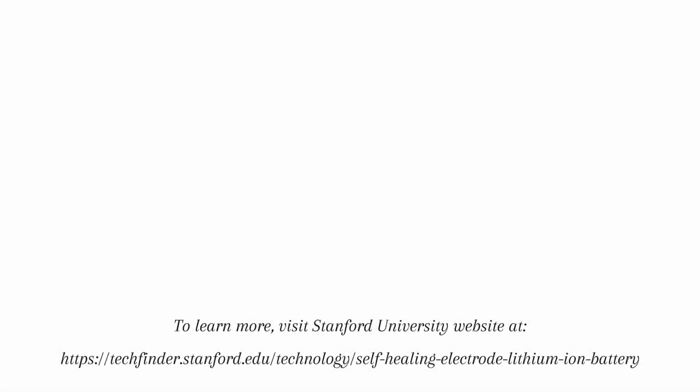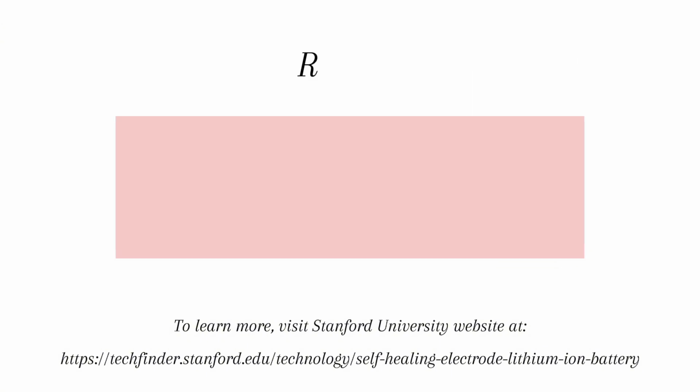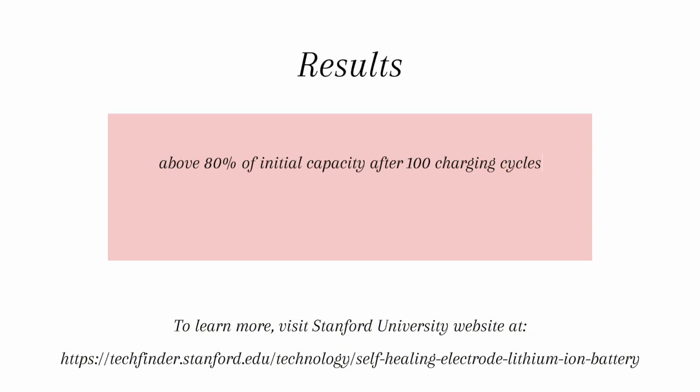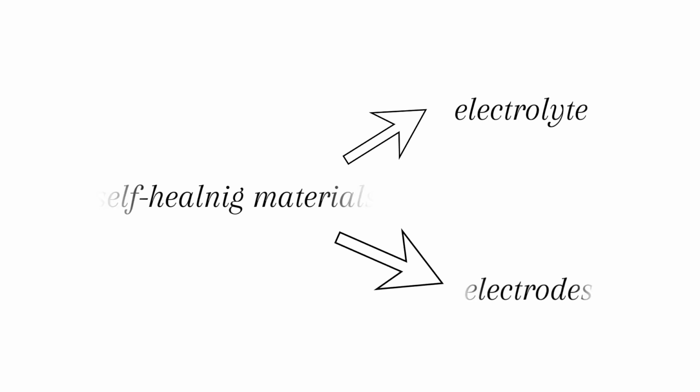Stanford has already tested using self-healing materials in battery components. They used a self-healing conductive composite as a layer on the anode's silicon microparticles. Batteries made using this technology had 80% of the initial capacity after 100 cycles, with 10 times the duration of the possible battery usage. Self-healing materials used in electrolytes or electrodes of lithium-ion batteries could not only prolong the cycle life but also increase safety of battery operation.